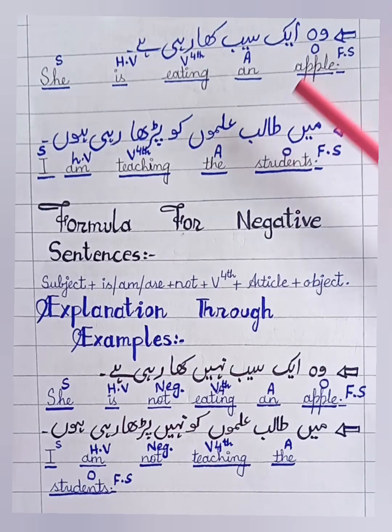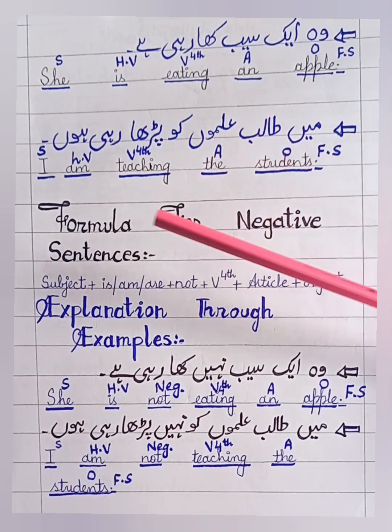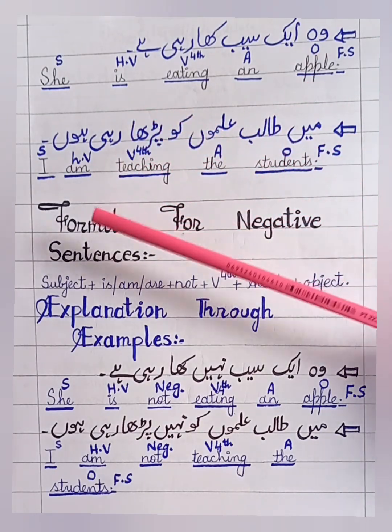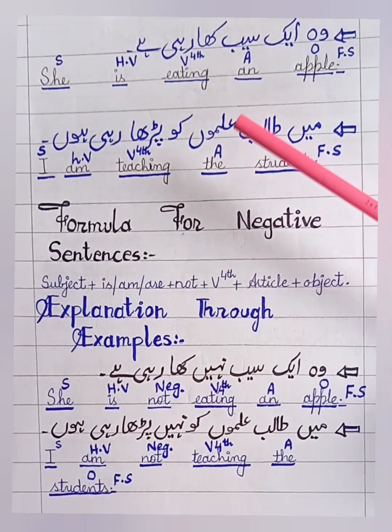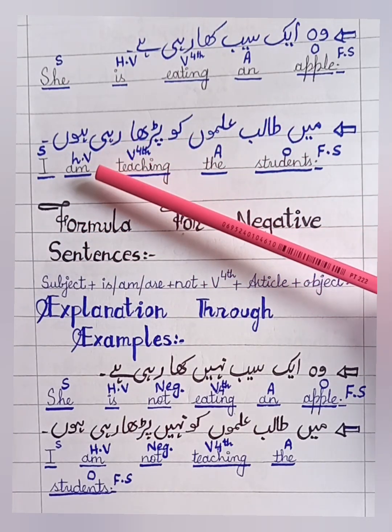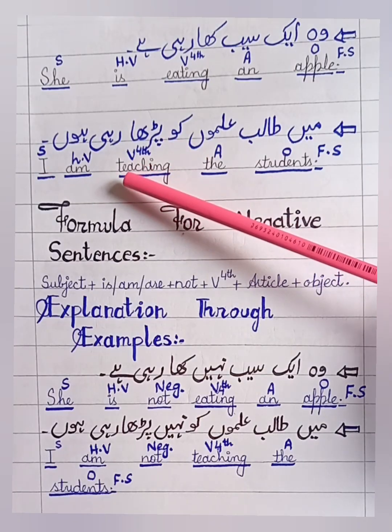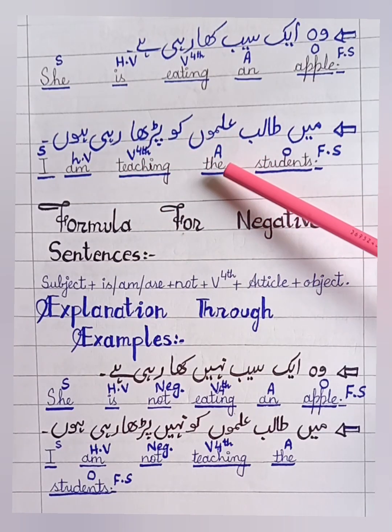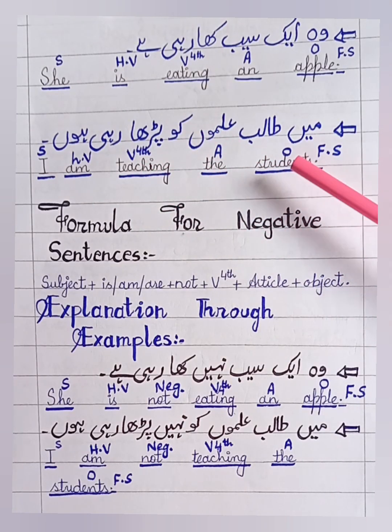The second example is मैं तालिब इल्मों को पढ़ा रही हूँ. I am teaching the students. I is the subject over here. Am is the helping verb. Teaching is the fourth form of verb. The is the article. Students is the object. And finally we will use a full stop. Come to the next one.